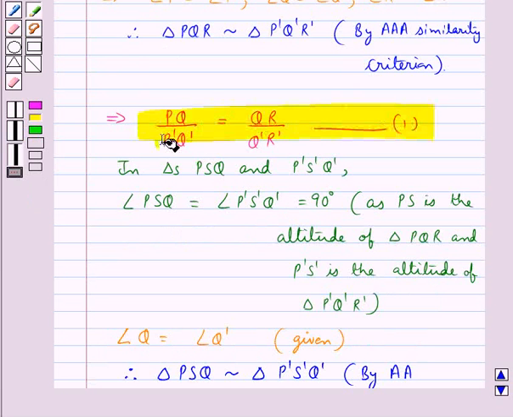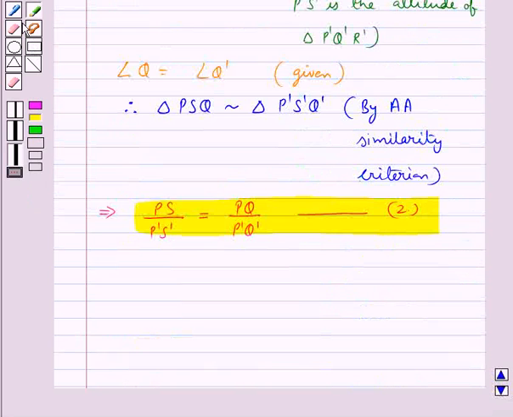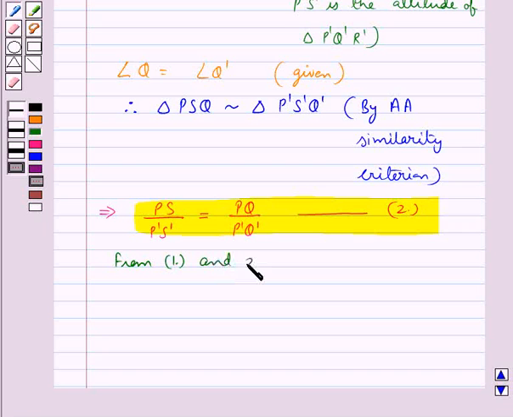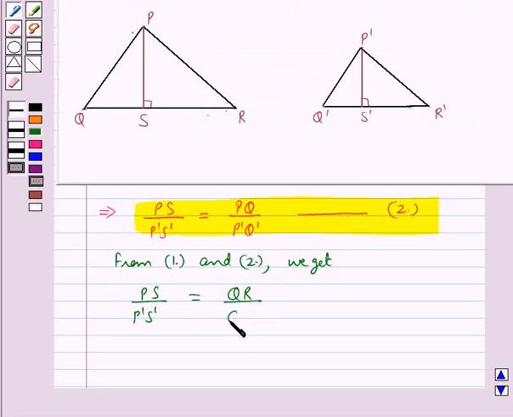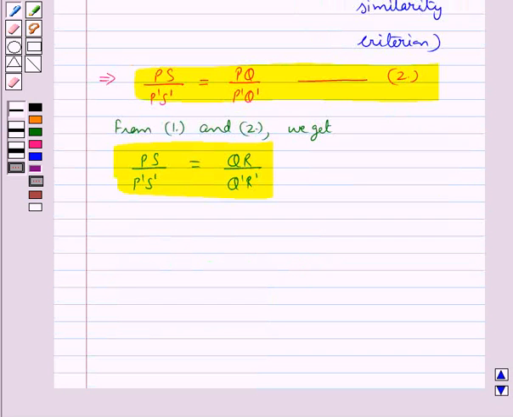Now from equation 1 and equation 2, we have that PS upon P dash S dash is equal to QR upon Q dash R dash. We were supposed to prove this. So we have proved that in equiangular triangles, the ratio of the corresponding sides is the same as the ratio of the corresponding altitudes. So hence proved.